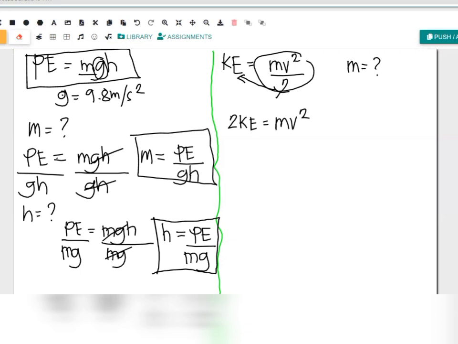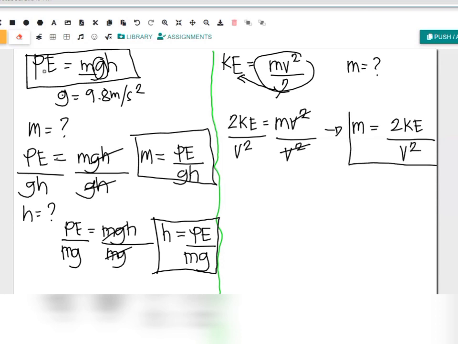So, kung kailangan natin si mass, ang tatanggalin natin is yung katabi niya na si v squared so that this could be cancelled. Pero again, hindi siya mawawala. Ilipat natin sa kabilang side. And then this could be rewritten. Isulat niyo para hindi kayo malito. M equals 2KE divided by v squared. So, this is now our formula for the mass.